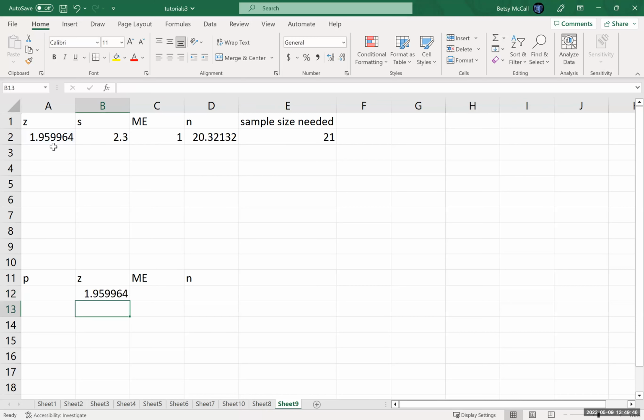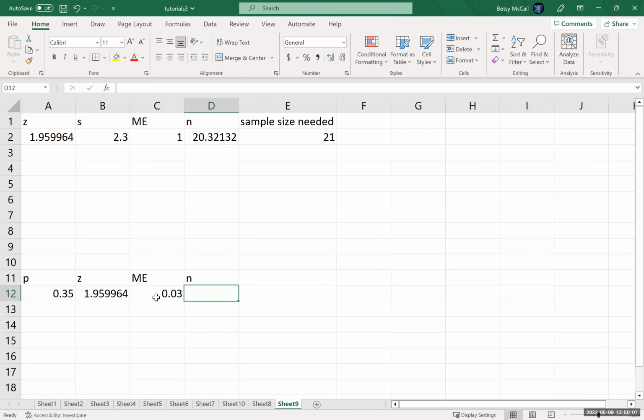Z-score goes there. The proportion value in that particular bank stability problem was 35%. And if you're going to go with that as your sample, then that's great. You can use that. The margin of error, let's say we want to get this down to 3%.